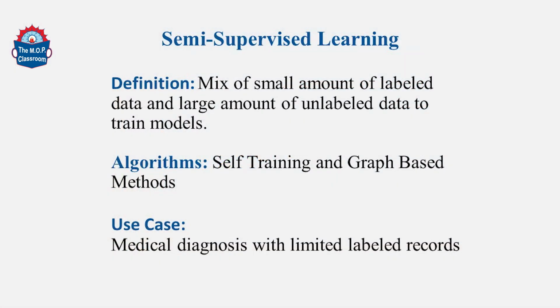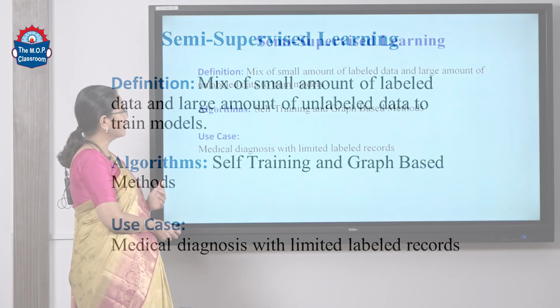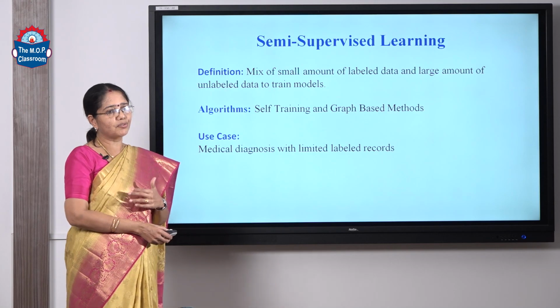So then we have semi-supervised learning. Here we give a small amount of labeled data and a large amount of unlabeled data to train the model.